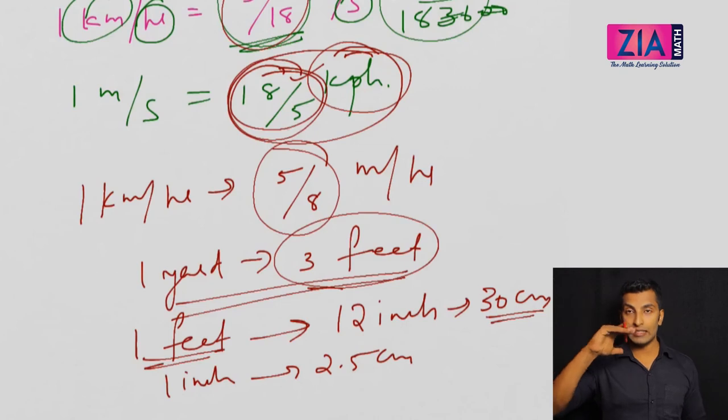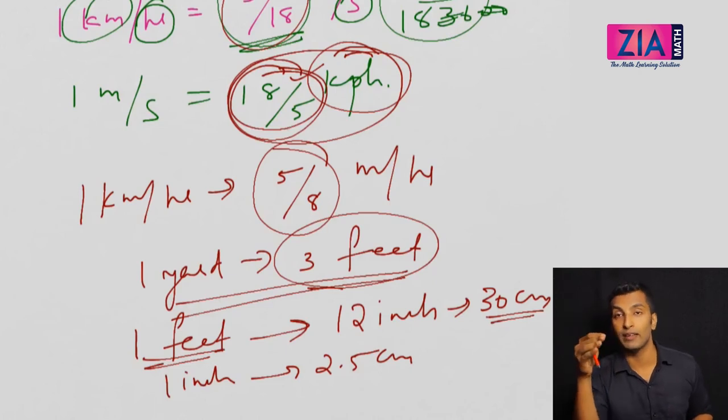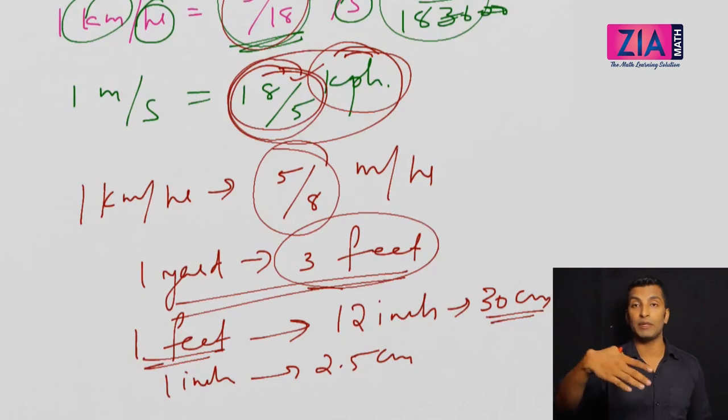So basically you can see that a 30 centimeter scale is actually 1 foot. So 1 yard means 90 centimeter. It's not 1 meter. So when I say 22 yards, it's not 22 meters. The length of the cricket pitch is not 22 meters. It is slightly less. Okay.